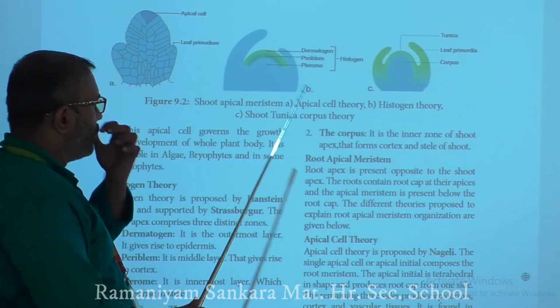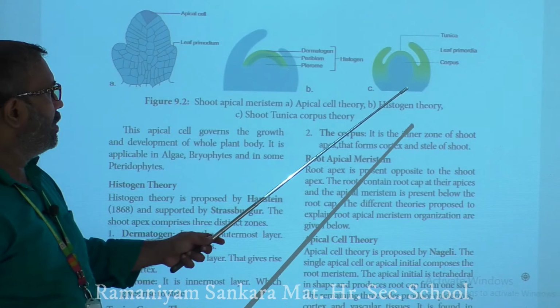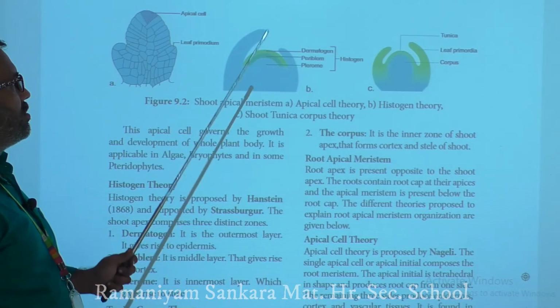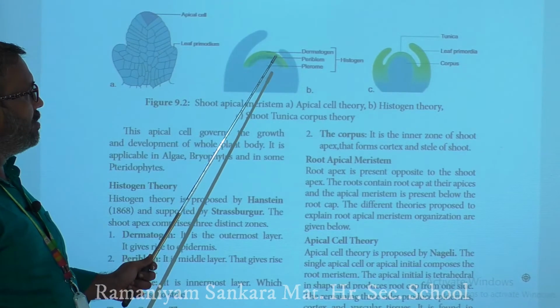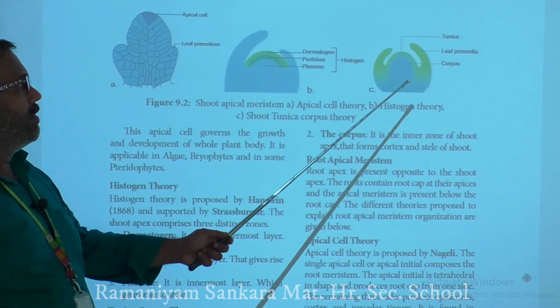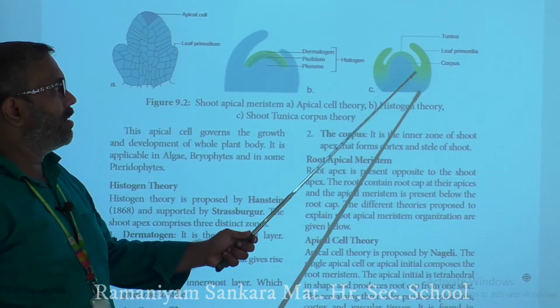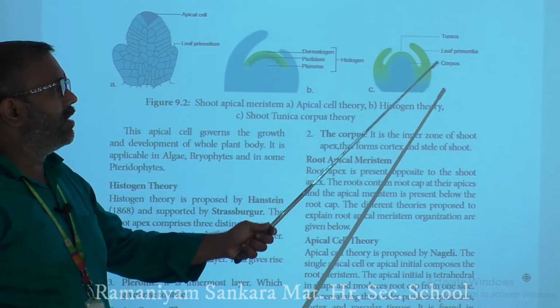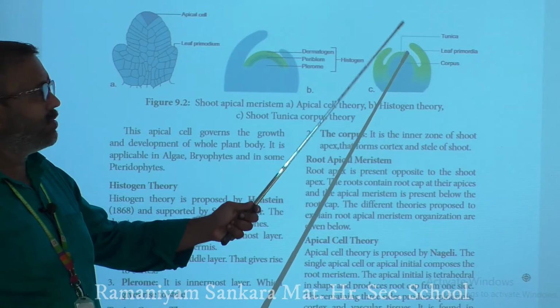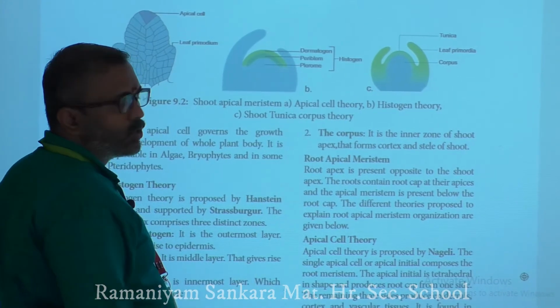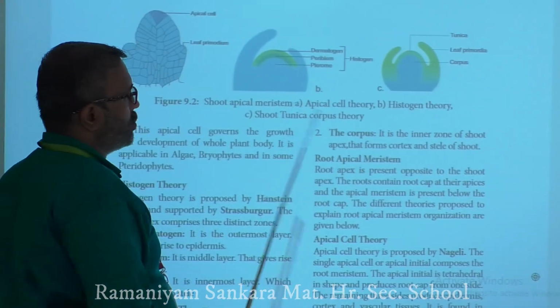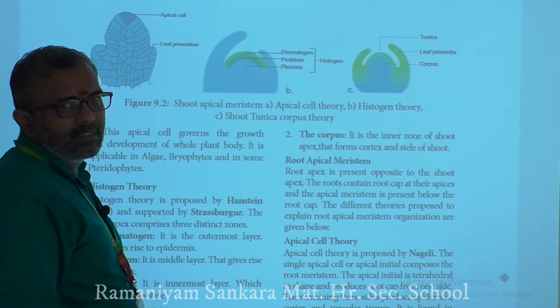So what is the difference between histogen theory and tunica corpus theory? Histogen theory has three regions: dermatogen, periblem and plerome. But tunica corpus theory has only two regions: one is tunica and the other is corpus. That is very important. That is the shoot apical meristem theory.